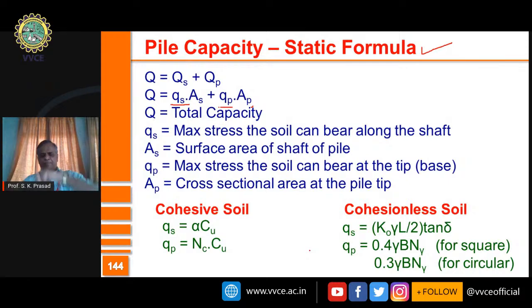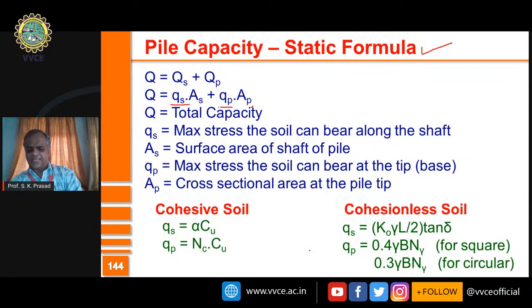qp is the tip resistance. Because it is purely cohesive soil, it is independent of the overburden and independent of the type of the soil. Therefore, the second and third terms of the bearing capacity vanish there. Nq is not there, N gamma is not there. Therefore, qp is going to be Nc times Cu. So if you know the undrained strength of the clay soil, then qp can be determined from that.